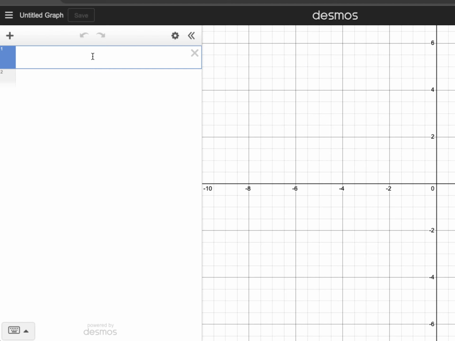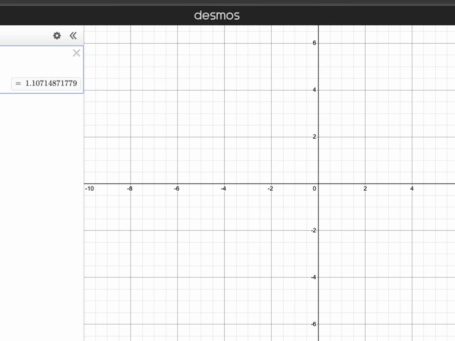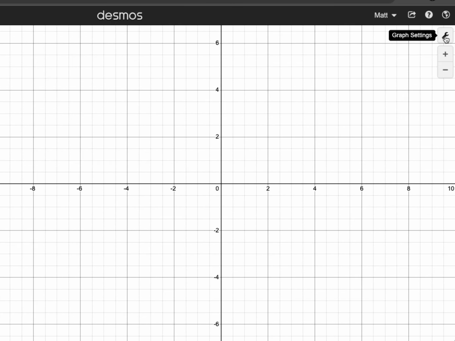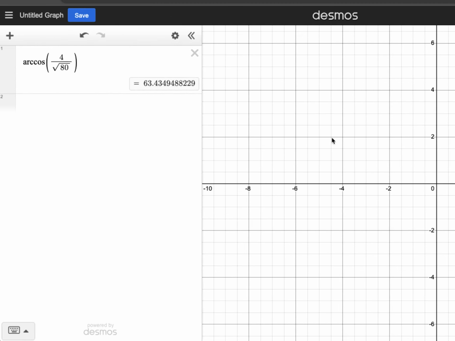I'm using the Desmos calculator to calculate this. So type in arc cosine of 4 over square root, and we can multiply rad 8 and rad 10 and get rad 80. And it gives me an answer. Now this answer is in radians. In Desmos, to change this to a degree answer, click over here on the right on graph settings and switch this to degrees. I'll give my answer in degrees.